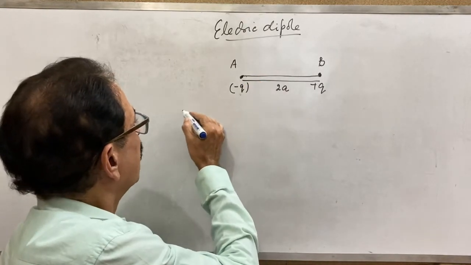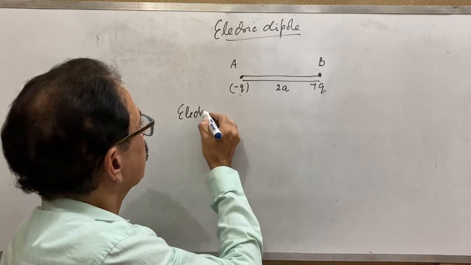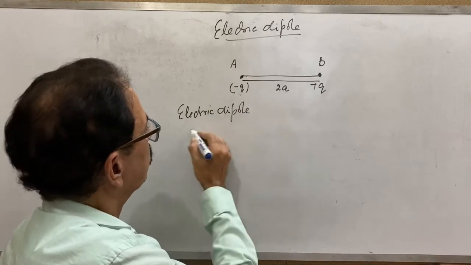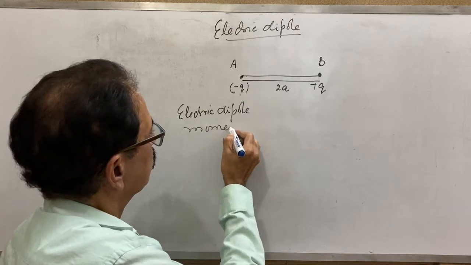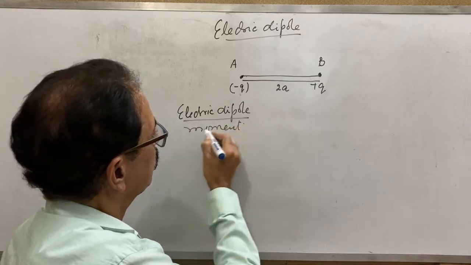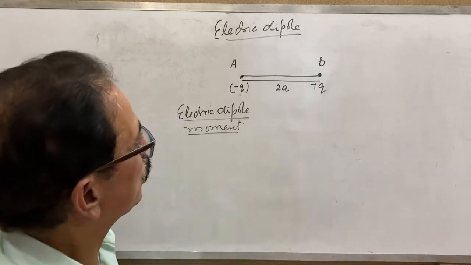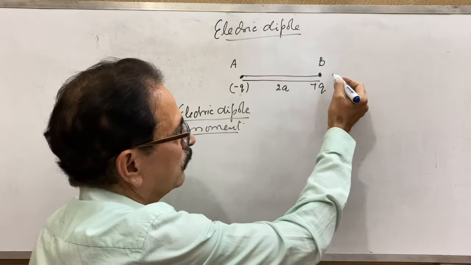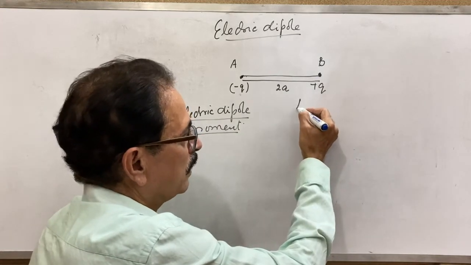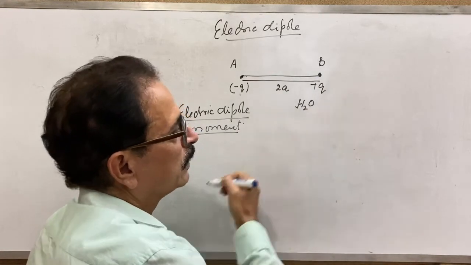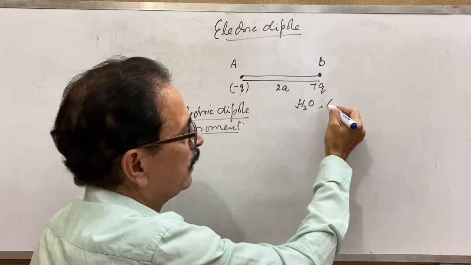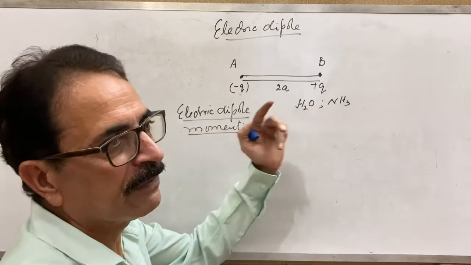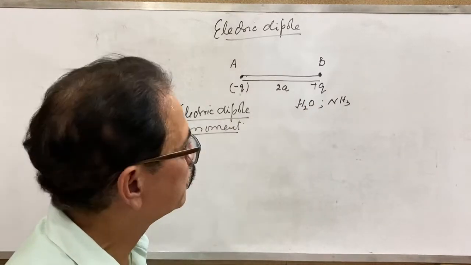Then comes electric dipole moment. So first we have discussed electric dipole, and examples are water, H2O, or you can say NH3, ammonia. These are the examples by which we can get an electric dipole.